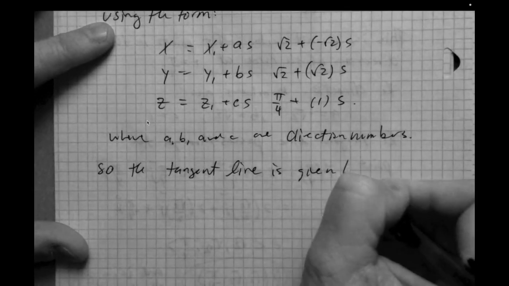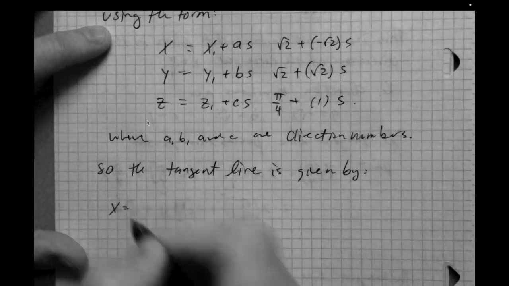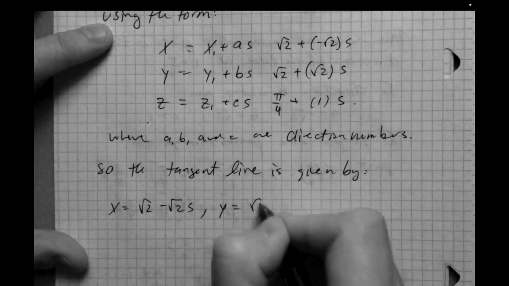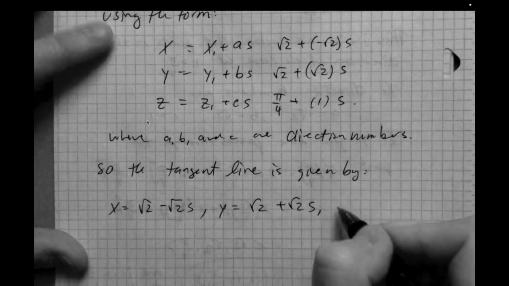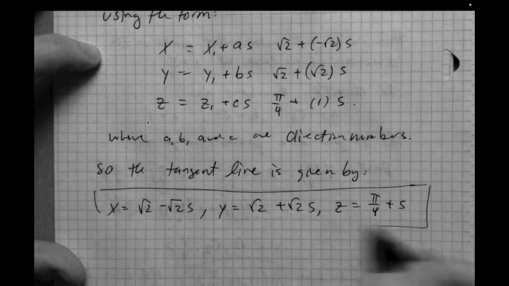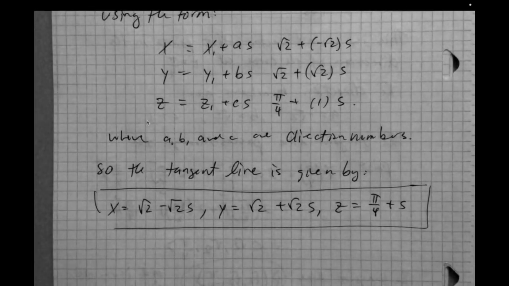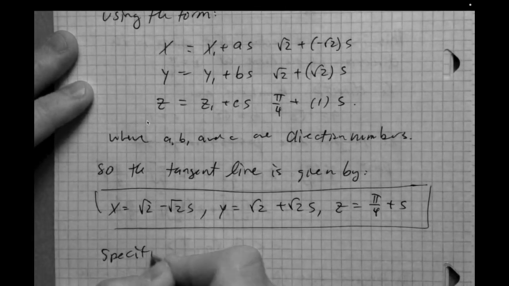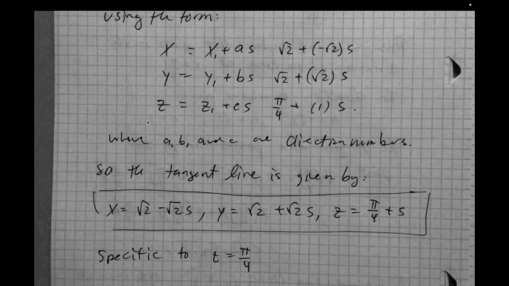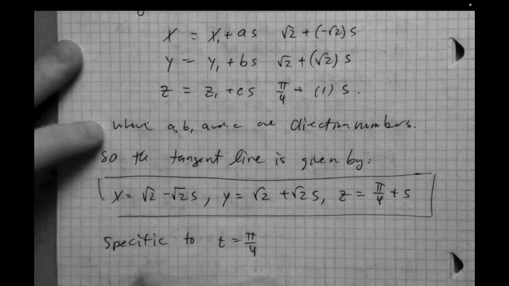And so to summarize, the tangent line is given by x equals square root of 2 minus square root of 2 s, y equals square root of 2 plus square root of 2 s, and z equals pi over 4 plus s. There it is. And so that gets us exactly what we needed, right? And this is specific to t equals pi over 4, obviously. Okay, so that is the unit tangent vector.